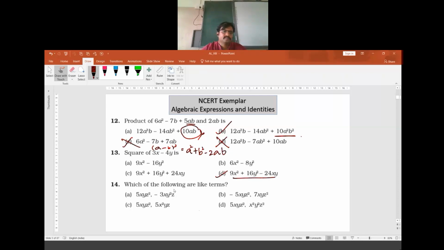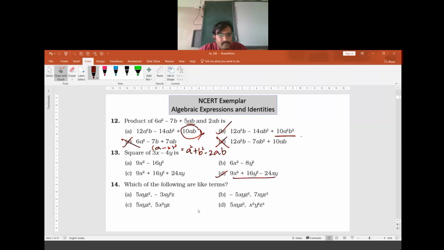Option number D. Why not option C, Uday? Sir, because here positive 24 is there. What is the term? The 2ab term. The 2ab term should be negative, so minus 24xy. Very good.